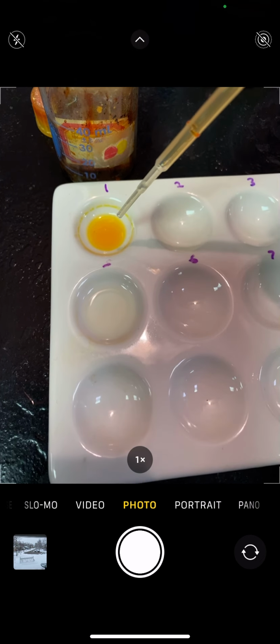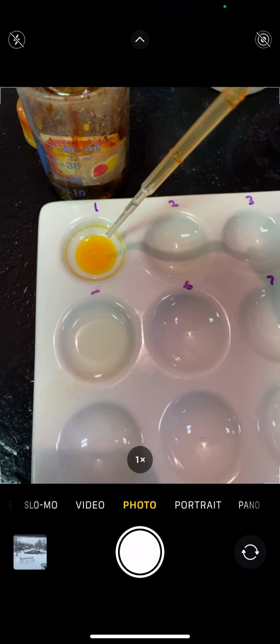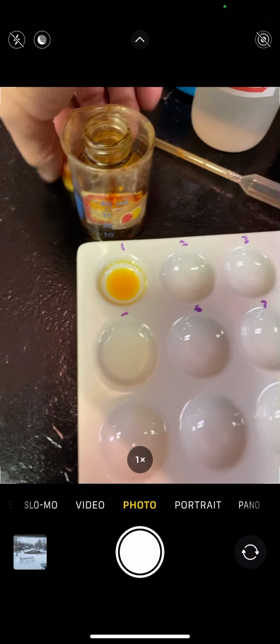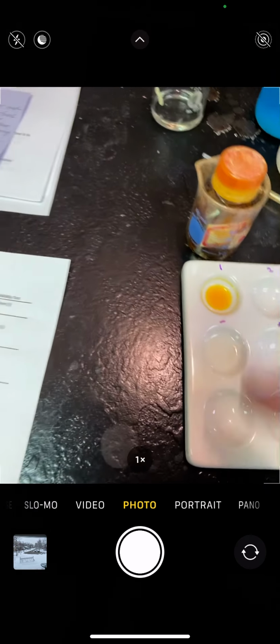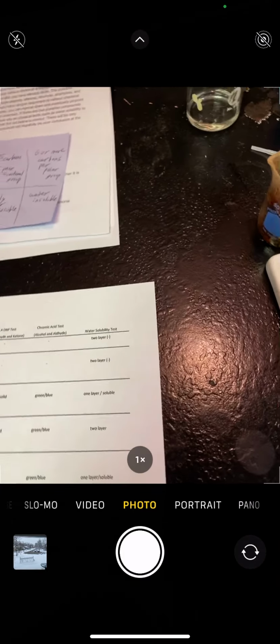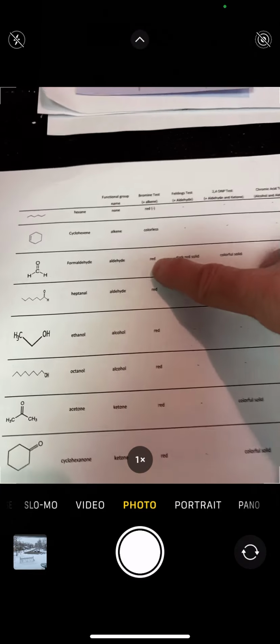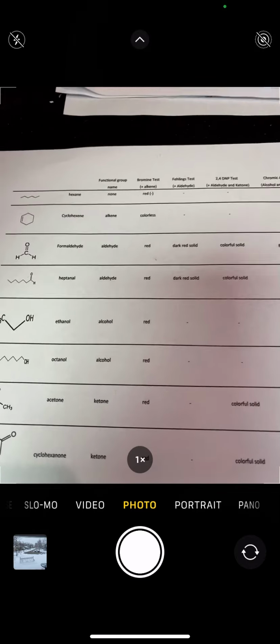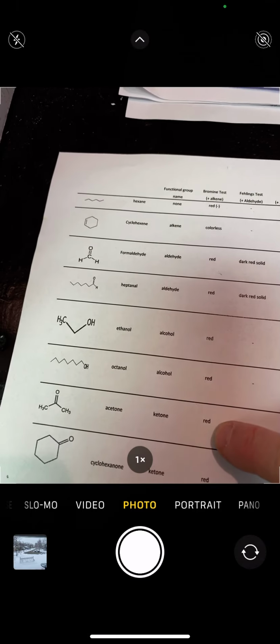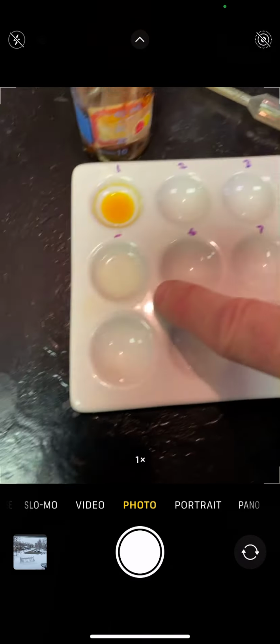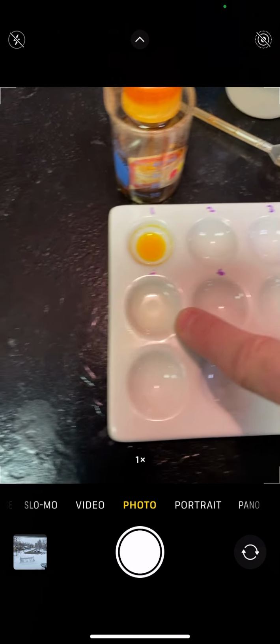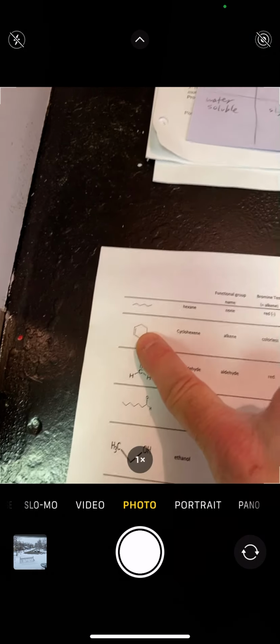Your unknown stayed kind of this orangish red. It did not go away. So that's the result for the bromine test. It stayed red-orange. I know on the sheet it says red, but red to orange would be a negative test for a double bond. Going colorless, like this, is a positive test for a carbon-carbon double bond. Cyclohexene has a double bond.